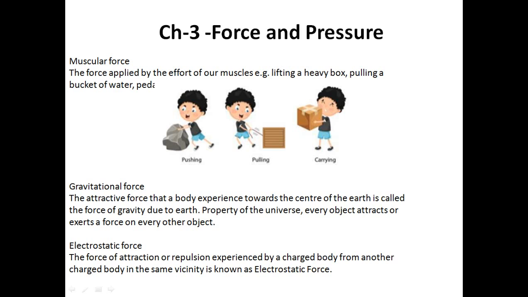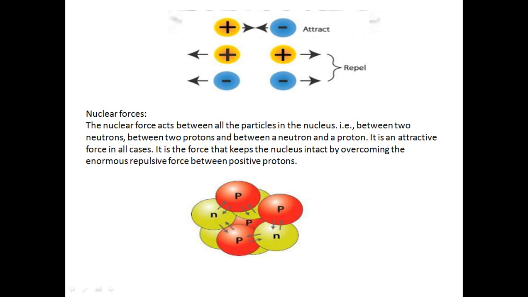Why does it develop? Because when you rub the comb in your hair, it develops some charge on it, and that is negative charge. You can see in the picture, plus plus repel each other, minus minus repel each other, but plus minus attract each other, and this is called the electrostatic force. So in the case of repelling there is electrostatic force, and in the case of attraction also there is electrostatic force.